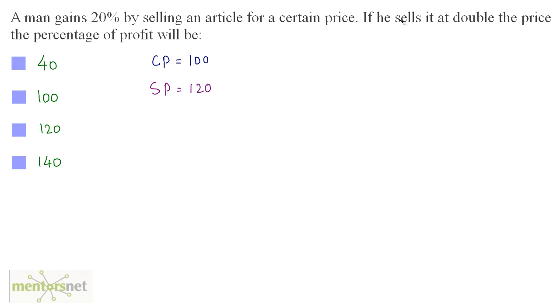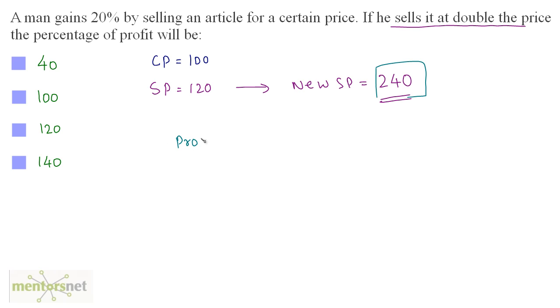Now this man sells this article at double the price. So new SP, the new selling price, is equals to double the previous selling price. So double the 120 is equals to 240. So new selling price is 240 rupees. Now we have to calculate what is the profit percentage if the article is sold at this new selling price. So let us first calculate the profit.